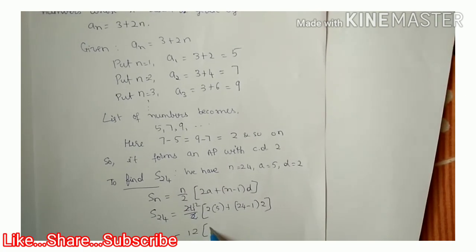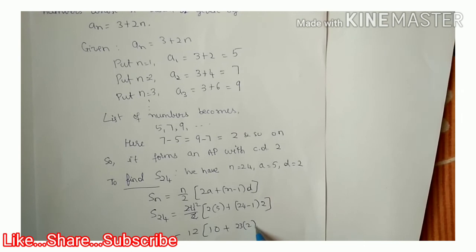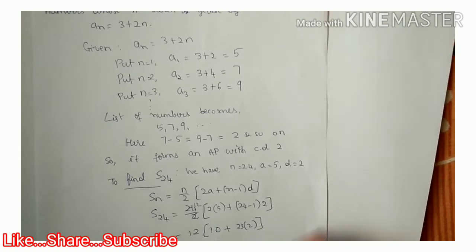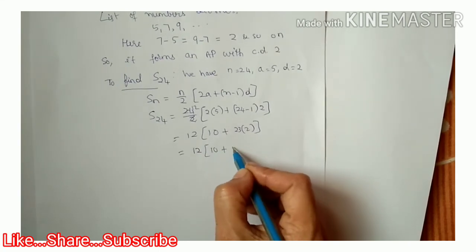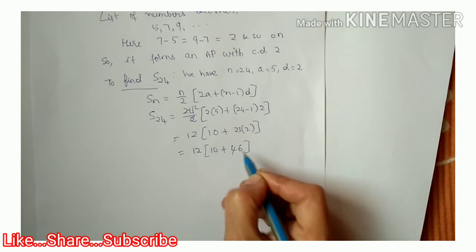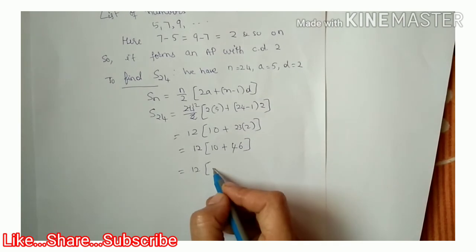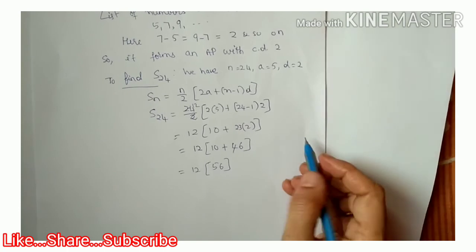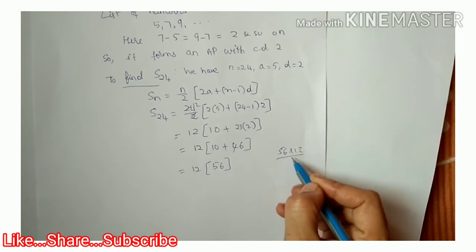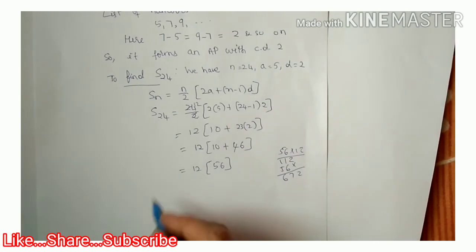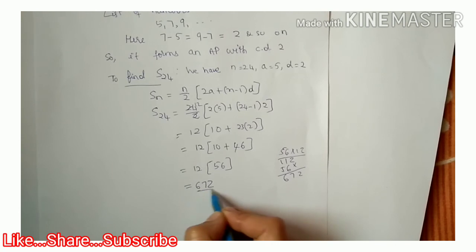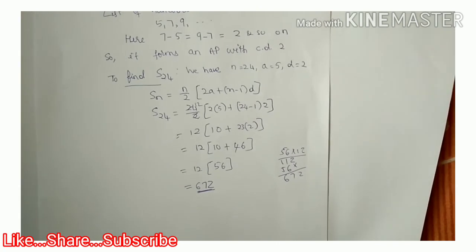12 into (10 plus 23 into 2). 23 twos are 46. 46 plus 10 is 56. 56 into 12 is 672. S24 is 672. So the sum of the first 24 terms of the list of numbers is 672.